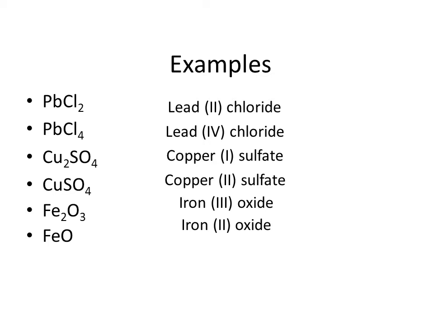In this compound, we have oxide. Oxide has a -2 charge, and there's 3 of them. That gives us 6 negatives. 6 negatives requires 6 positives. 6 positives on 2 irons means that each iron must have a +3 charge. That gives this compound the name iron(III) oxide. In this compound, oxygen has a -2 charge. The iron has a +2 charge. So we call this iron(II) oxide.